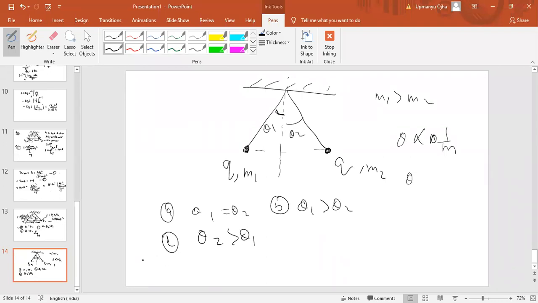So which option is correct now? Option C. Why is it correct? Because theta, the angle which the ball will make from the vertical, is inversely proportional to mass. The greater the mass, the smaller the angle theta it will make.